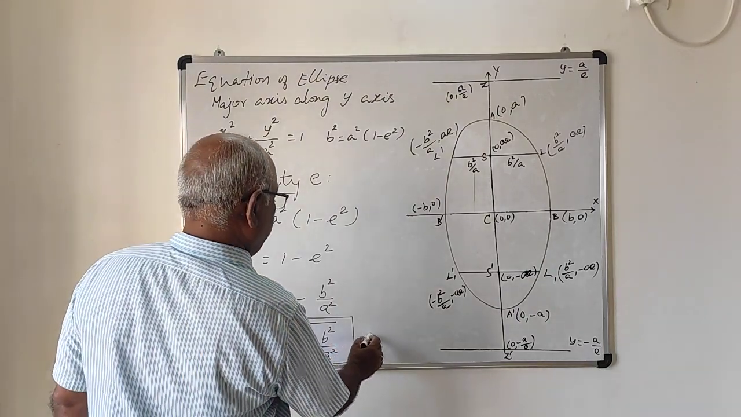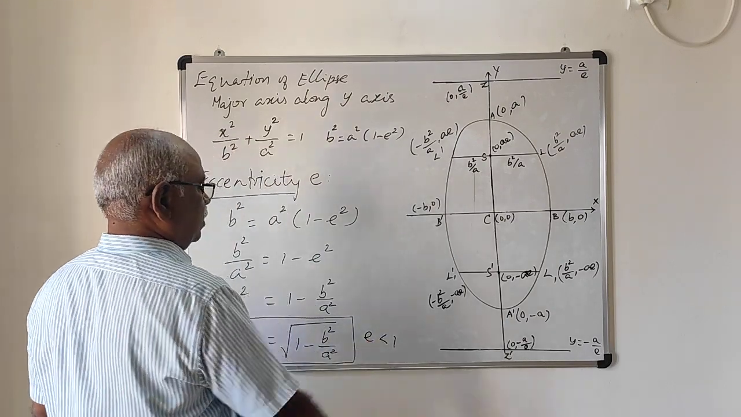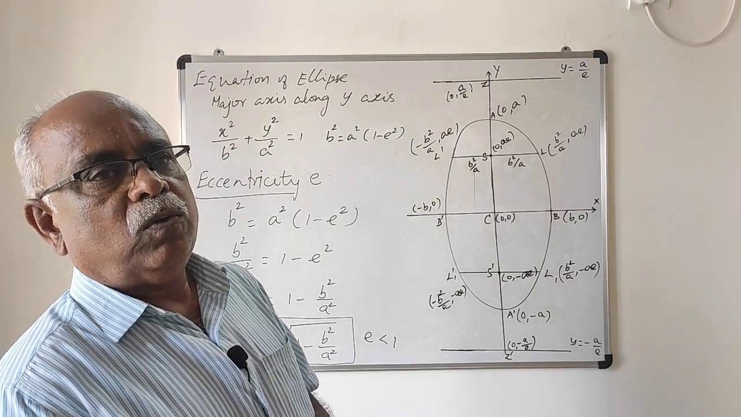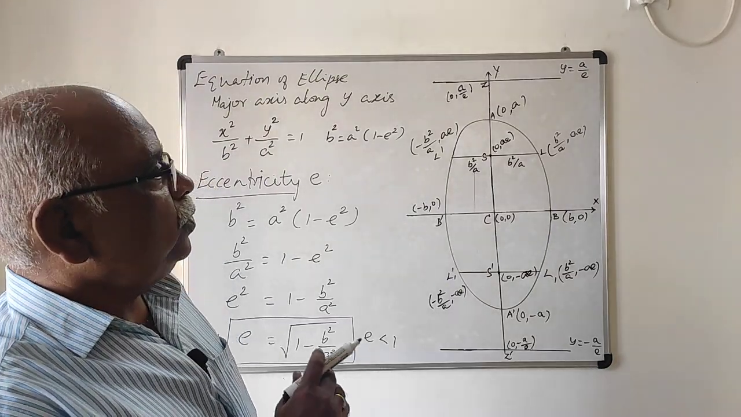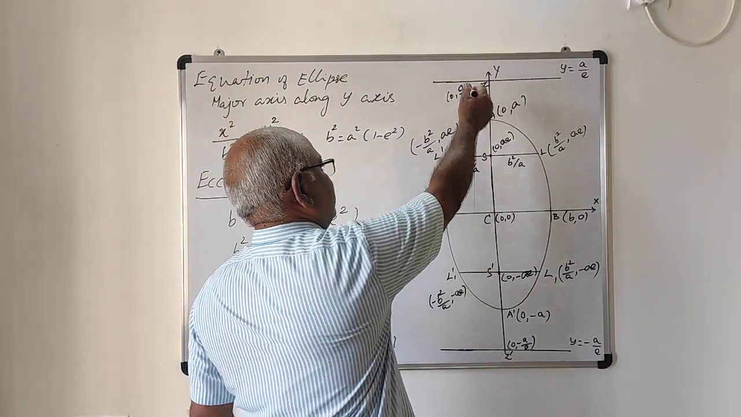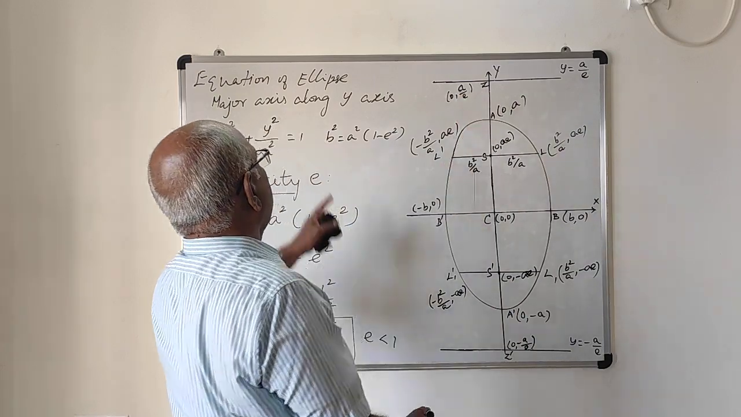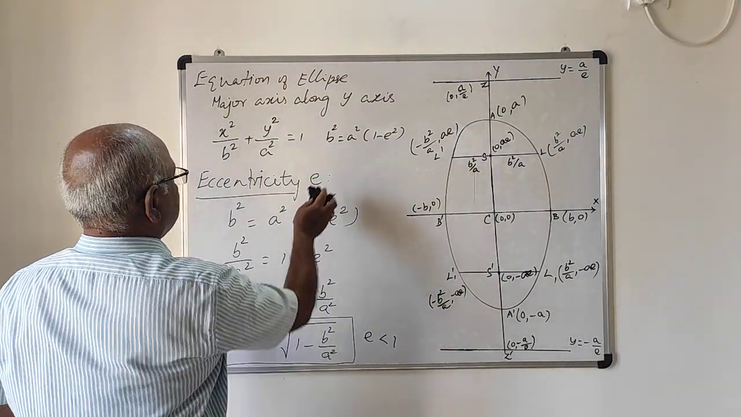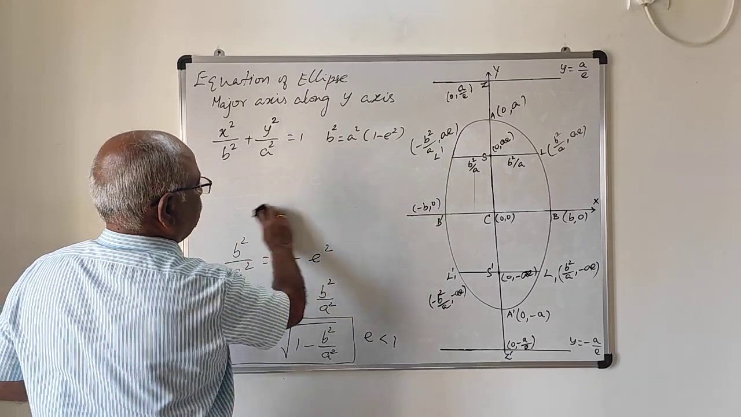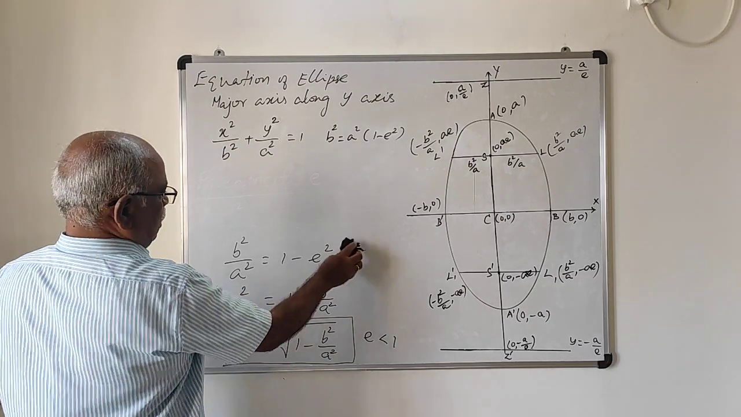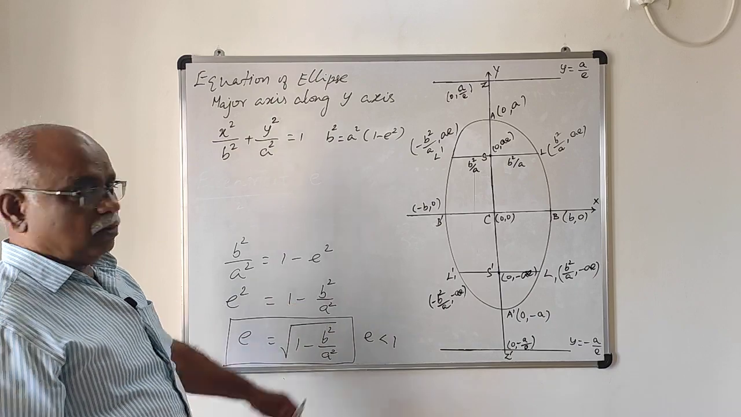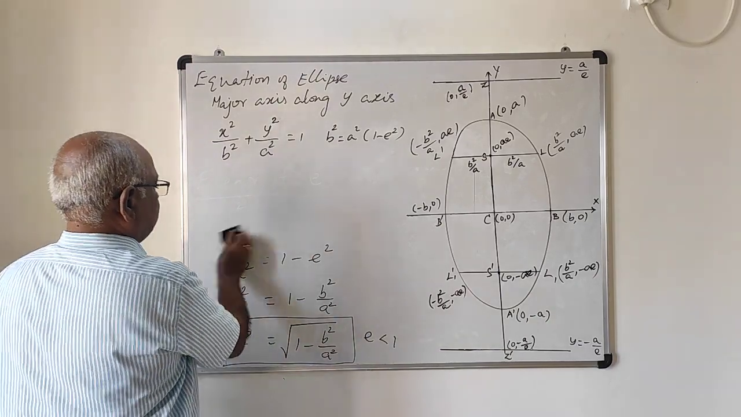E is less than 1. For the ellipse, eccentricity is less than 1. These are the things we have seen in the previous video. Now, I am going to define the equation of the ellipse if the major axis is along the y-axis. Here e is the root of 1 minus b square by a square and e is less than 1 for the ellipse with the major axis along the x-axis.